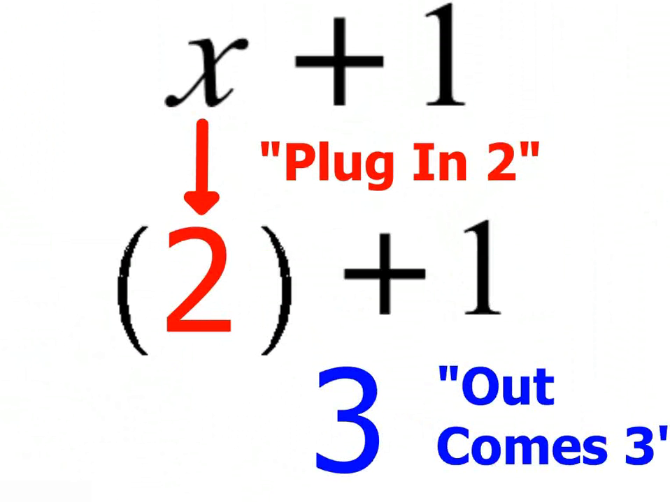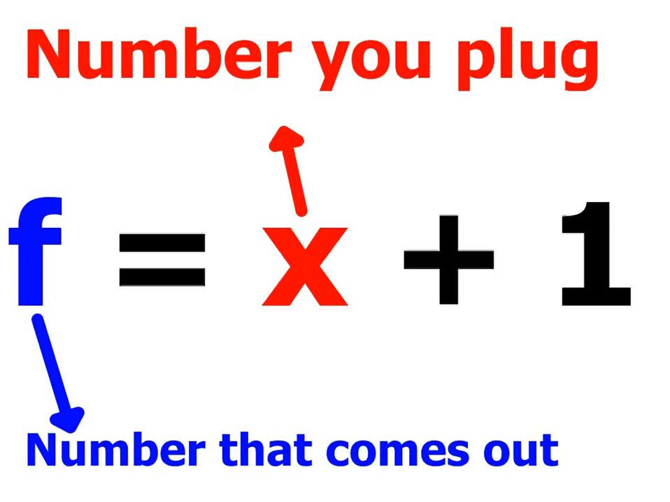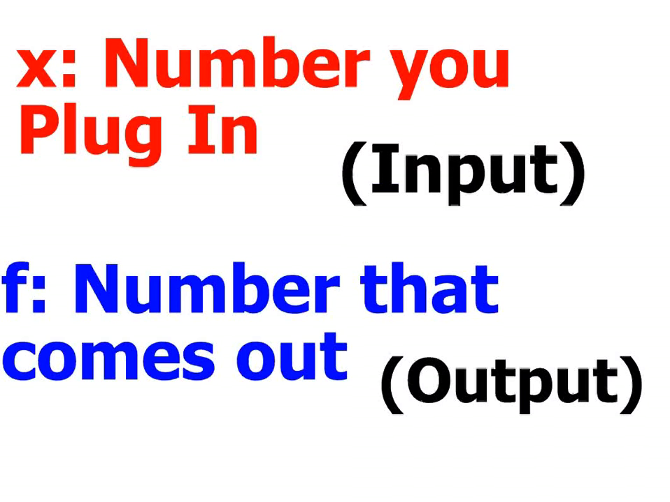We could do the same thing with, for example, 2. You're plugging in 2, okay, and then you add 1 and you get 3 back. So 2 would be your input, 3 would be your output. We could also plug in a negative number, okay. So we plug in negative 7 and we add 1, that'd be negative 6. So negative 7 would be your input, negative 6 is your output. What I want you to see is that the number that you plug in is the x value. The number that comes back out, or your output, is your y value.